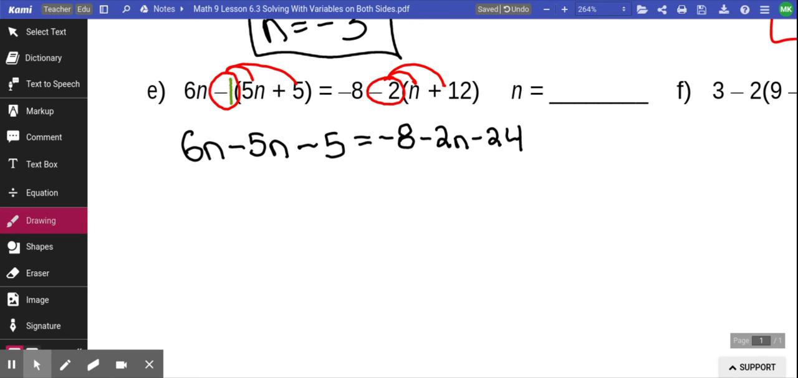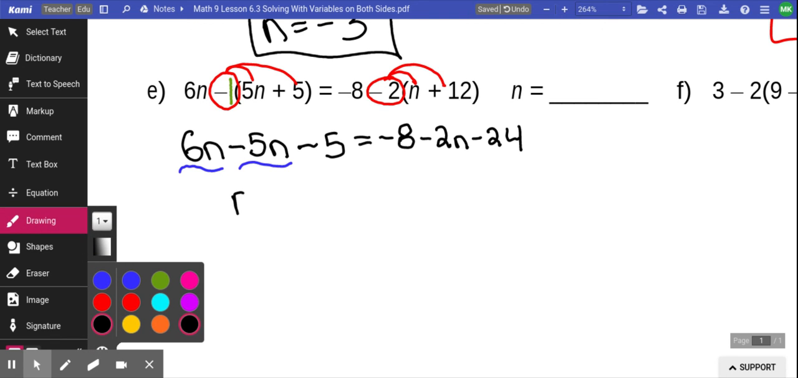After we expand brackets, we remember from 6.2 that sometimes you get like terms. If you look on the left side of the equation, you'll notice we have like terms. We have 6n minus 5n. That needs to be combined to become n. The -5 is not a like term because it doesn't have a letter, so it stays as -5. On the right-hand side, we have more like terms. This time we have a -8 and a -24. Both of those don't have letters, so we can combine them together to become -32. The -2n stays as -2n because it didn't have any other n's to combine with. That's called collecting like terms.